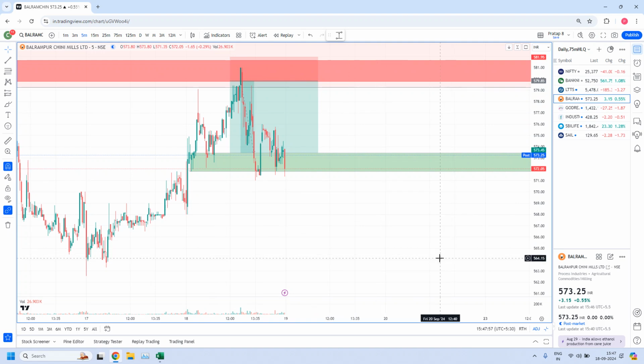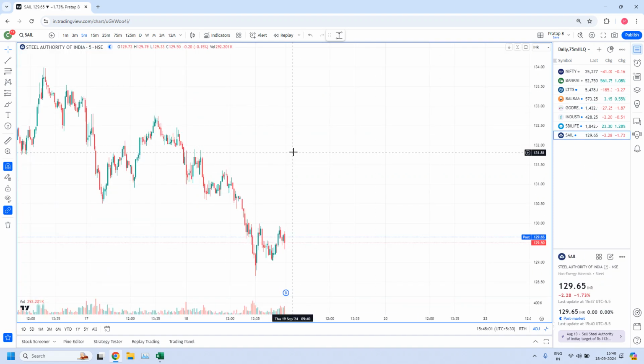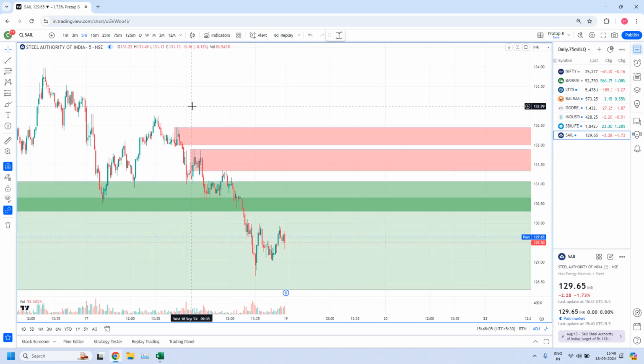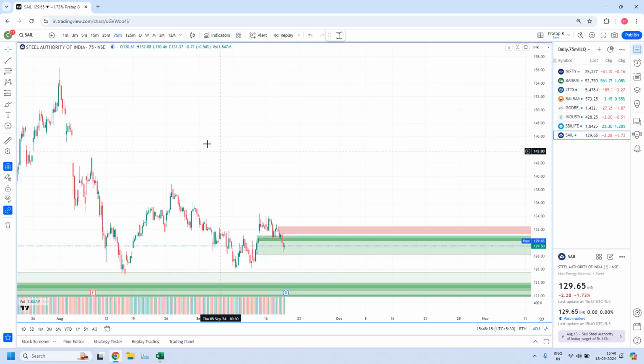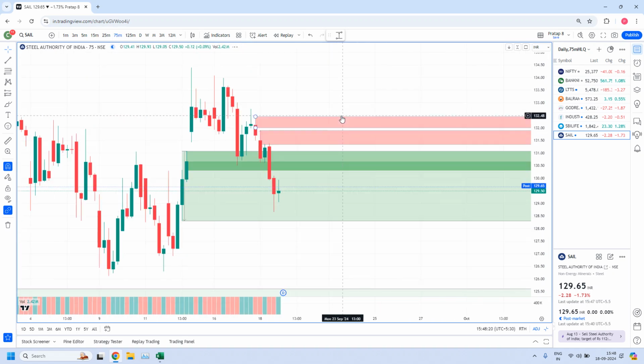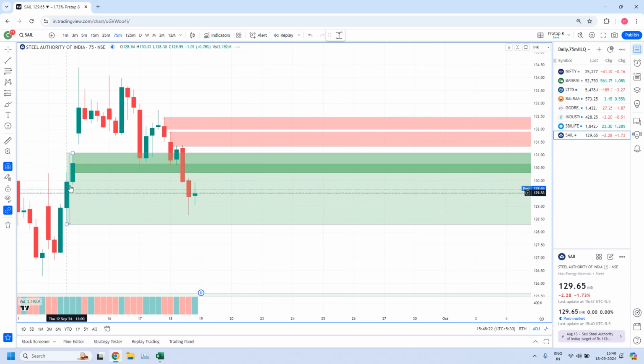Next one is sale. Sale is a 75 minutes high liquidity zone. I already explained how I fine-tuned this zone on Monday HLQ analysis video. We discussed about sale. This is a 75 minutes high liquidity zone. So let me open in 75 minutes.